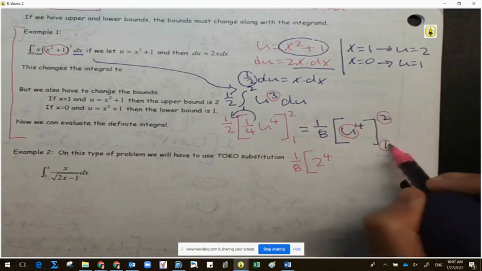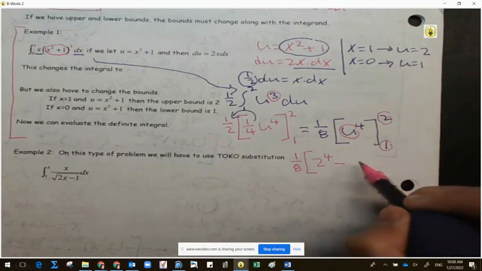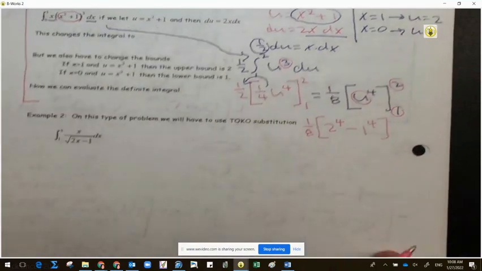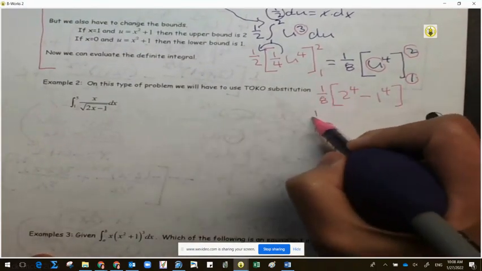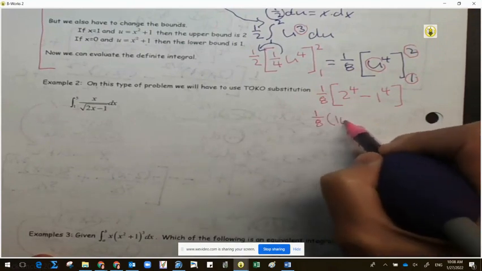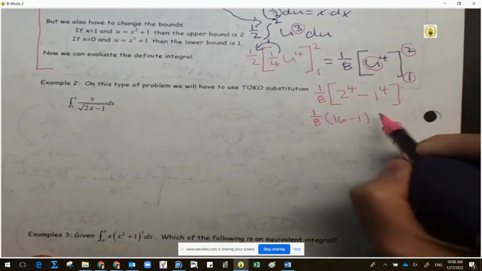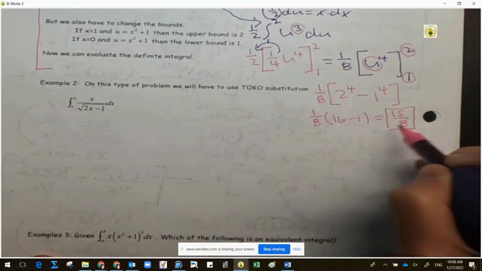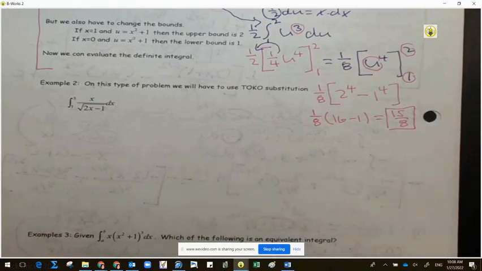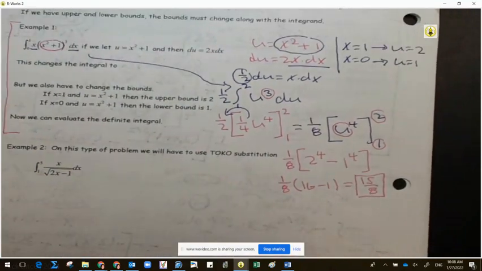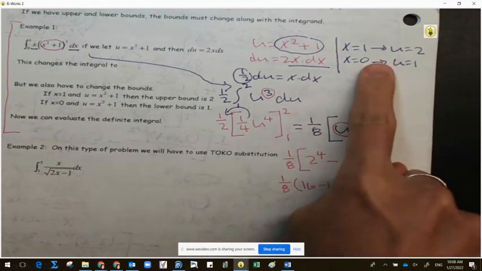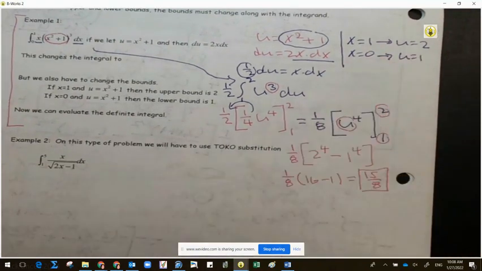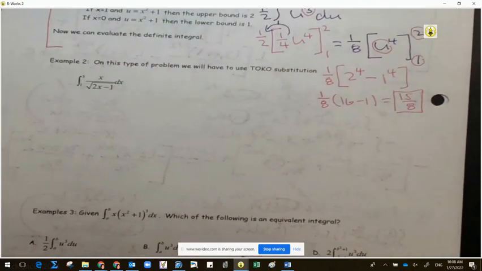And then when I plug in the lower bound, what sign do I need? Minus 1 to the power of 4. Let's further simplify. We get 1 over 8, 16 minus 1. What is 16 minus 1? 15 over 8. And that is our final answer. And again, we did not have to plug the u back in terms of x because we changed our bounds. So the only new information today is this right here, changing our upper and lower bound. All right? So let's go on to our next one on the bottom.